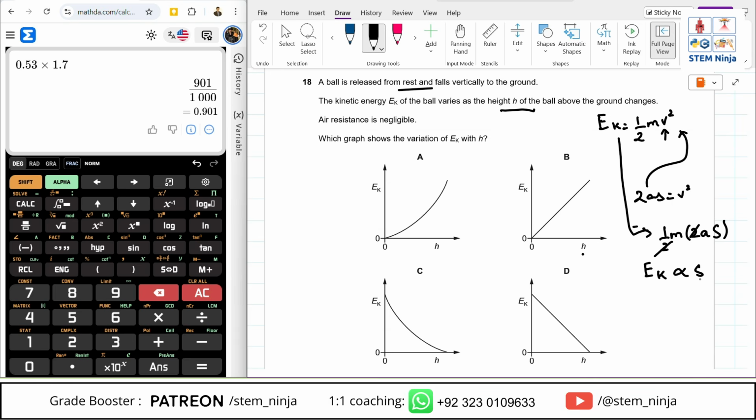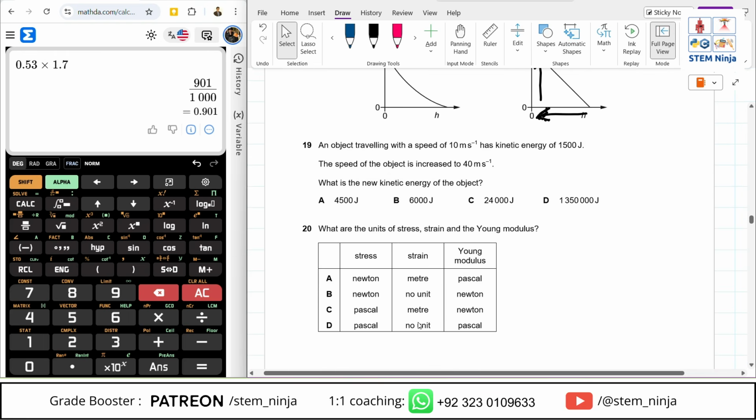This was the displacement. So the displacement is increasing, the height on the other hand is decreasing. So this is not going to be the case. This is going to be the case because as height is decreasing, kinetic energy is increasing. This is the correct one. Not this one again, because there's a difference between displacement and what we mean about the height. Because height is decreasing, displacement is increasing.